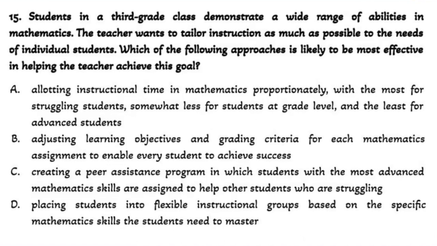A. Allotting instructional time in mathematics proportionately, with the most for struggling students, somewhat less for students at grade level, and the least for advanced students. B. Adjusting learning objectives and grading criteria for each mathematics assignment to enable every student to achieve success. C. Creating a peer assistance program in which students with the most advanced mathematics skills are assigned to help other students who are struggling. D. Placing students into flexible instructional groups based on the specific mathematics skills the students need to master.